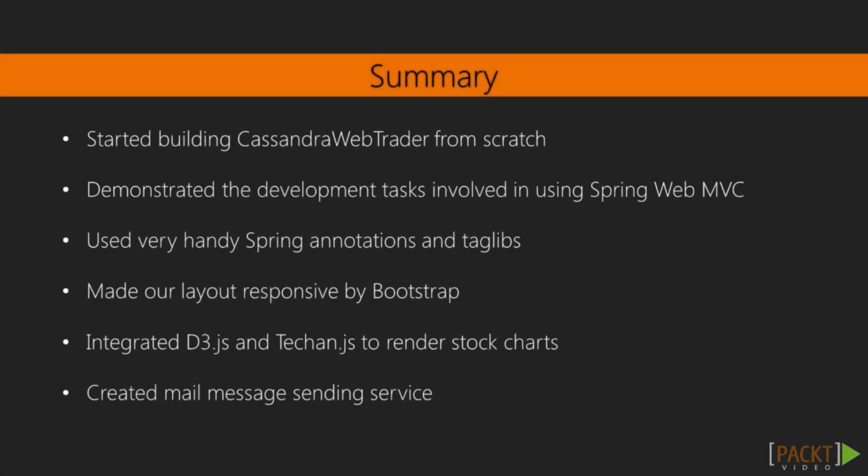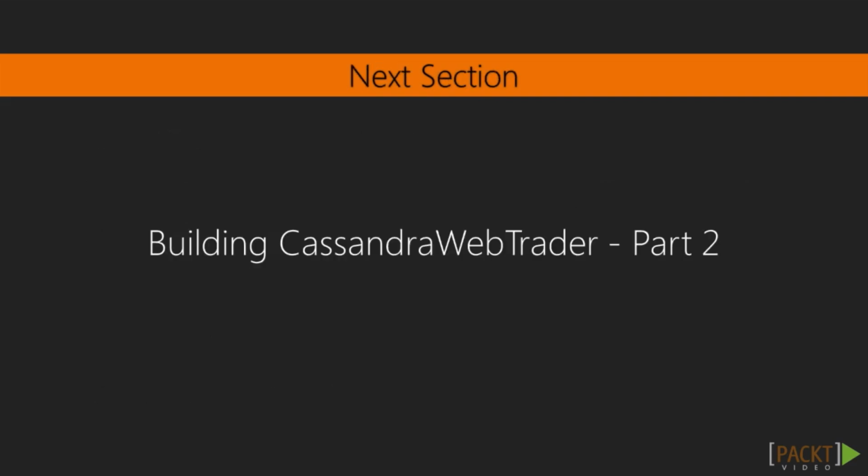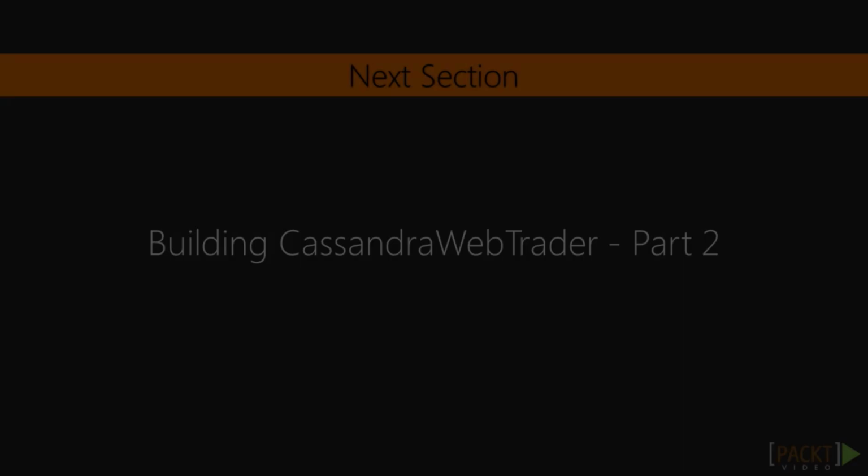This is good. In summary, we started from scratch to use Spring Web MVC to build the Cassandra WebTrader web application. We introduced and used a lot of Spring annotations and taglibs. Moreover, we used very popular JavaScript libraries, Bootstrap, D3.js, and Tekken.js to make our application both appealing and feature-rich. Finally, we created a mail sending service, which will be used to send out trading signal alerts in later videos. In the next section, we'll continue building more functions of Cassandra WebTrader.